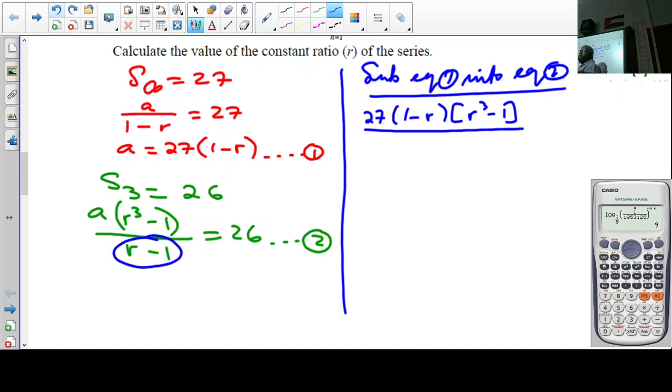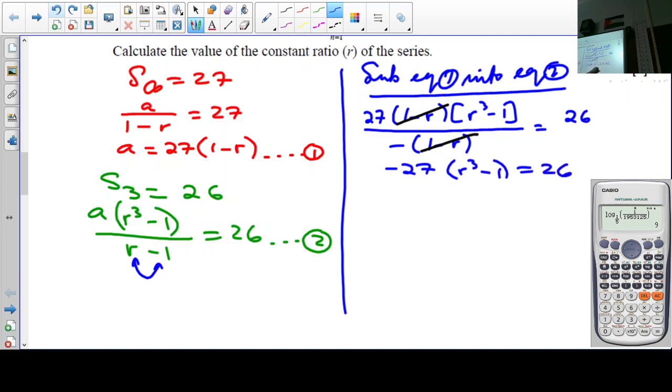Not so? But is r minus 1 the same as 1 minus r? No. So what do we do? Swap it around, and a negative comes out. Not so? Again, why do we swap it around? So that this here can cancel. It is equal to 26. So from here it's a matter of simplifying. 1 minus r cancels 1 minus r. So in other words, I've got negative 27 times r cubed minus 1 equals 26.